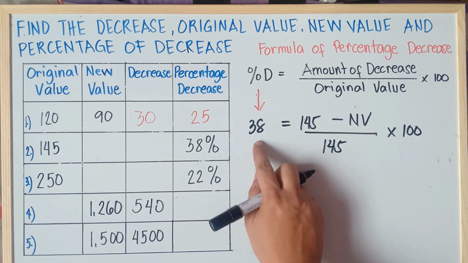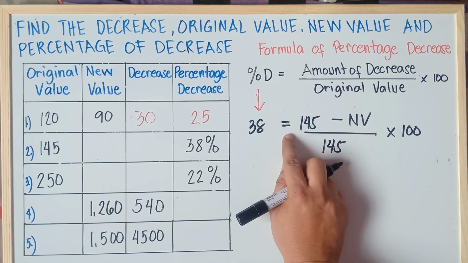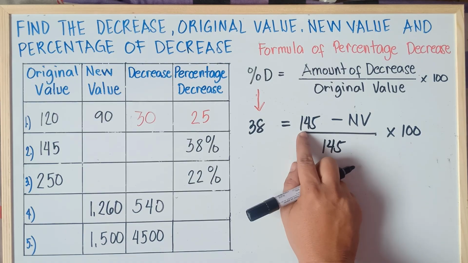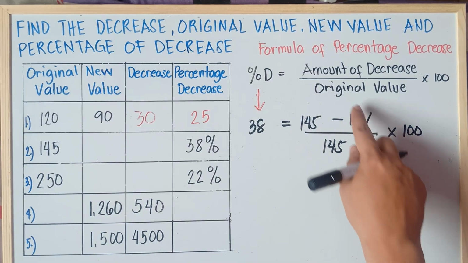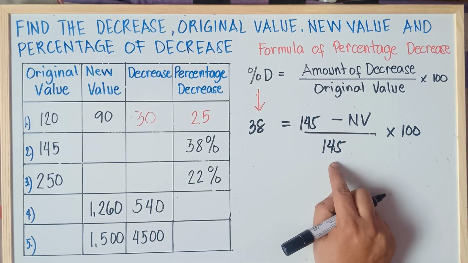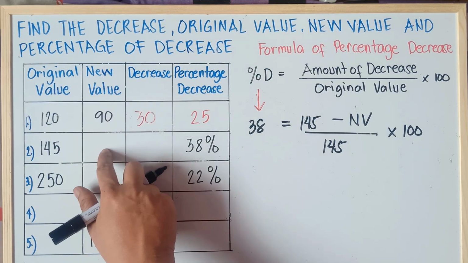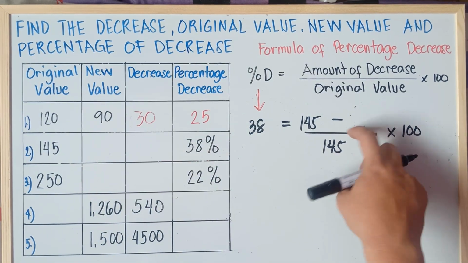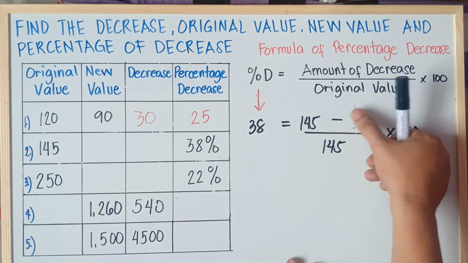Once again, this 38 came from the percentage of decrease, that's 38%, equals the amount of decrease, that would be original value minus the new value, divided by original value, that is 145. For the new value, class, we just write NV because we don't have the value of the new value. You can put X there. If I put X for the new value, is that okay, sir? Yep, you can use any variable: Y, A, B, N, or X. Or let's just write NV, new value.